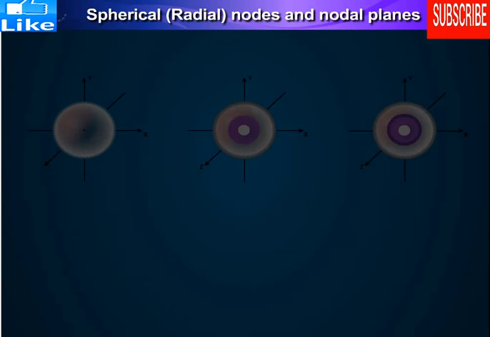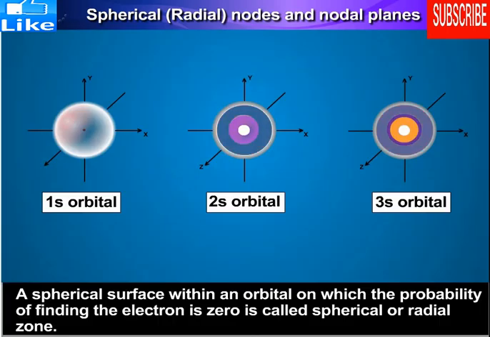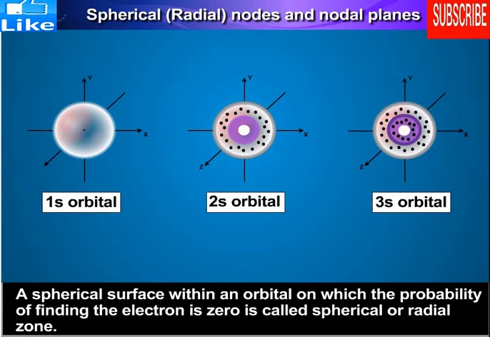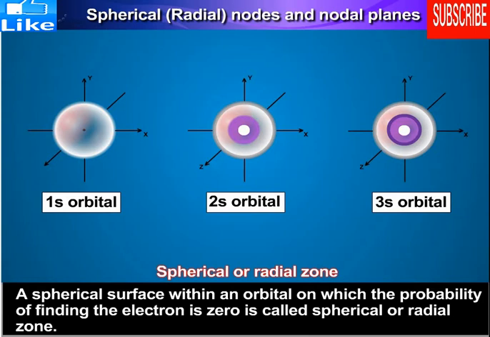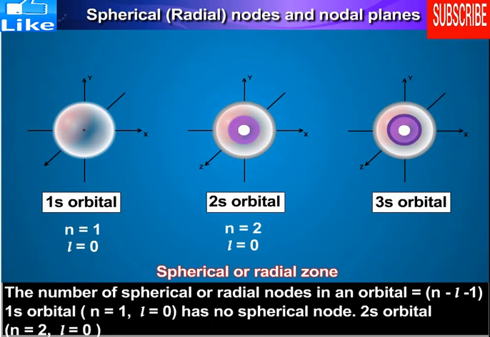Spherical, or radial nodes, and nodal planes. A spherical surface, within an orbital, on which the probability of finding the electron is 0, is called spherical, or radial node. The number of spherical, or radial nodes, in an orbital is equal to n-l-1.